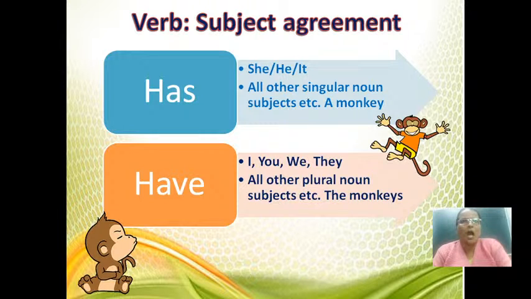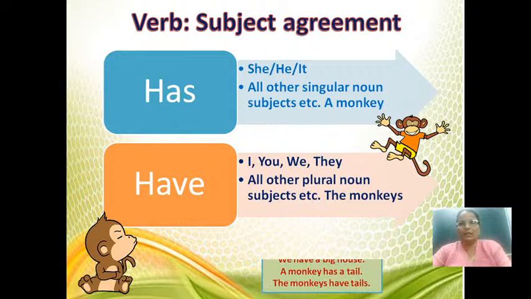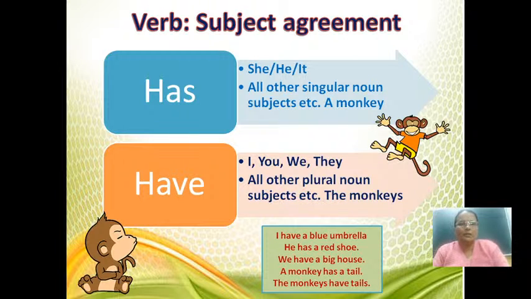We use I, you, we, they and any other plural noun when it is a subject with have. For example, the monkeys. Now we can see the samples of what is written here. All the plural nouns I said. What are the plural noun samples?